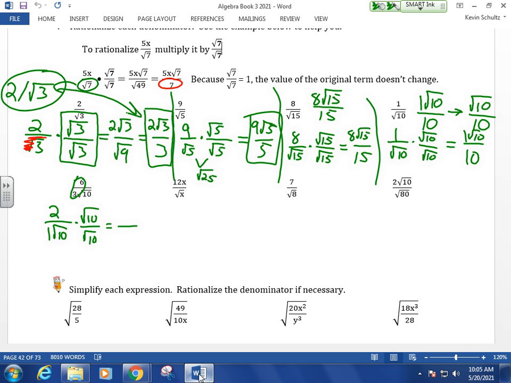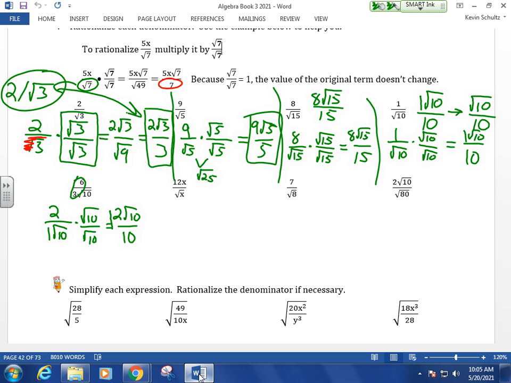And what's my final answer? Mackie. 2 times the root of 10 over the root of 10. Not the root of 10, 10, right? Cancel it out. Are we done? No. Drew, what can we do? Simplify the 2 and 10.